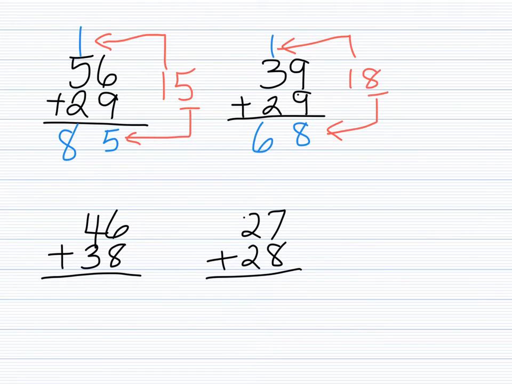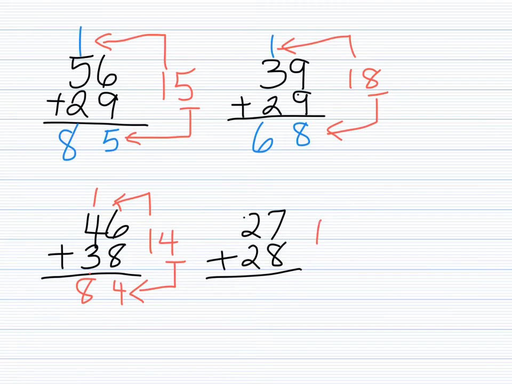Hopefully you stopped it and came back. So when we look here, 6 and 8 is a 14. So you would underline the 4. This would go here. The 1 would go here. So this would be a 3. I would add the 1 to the 4 to make a 5, and 5 and 3 is 8. So it would be an 84.